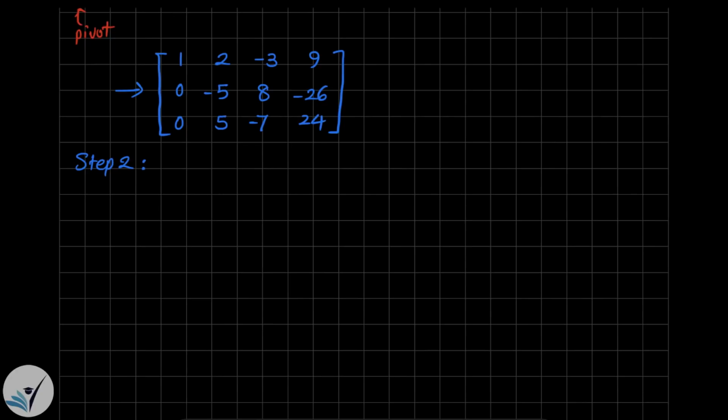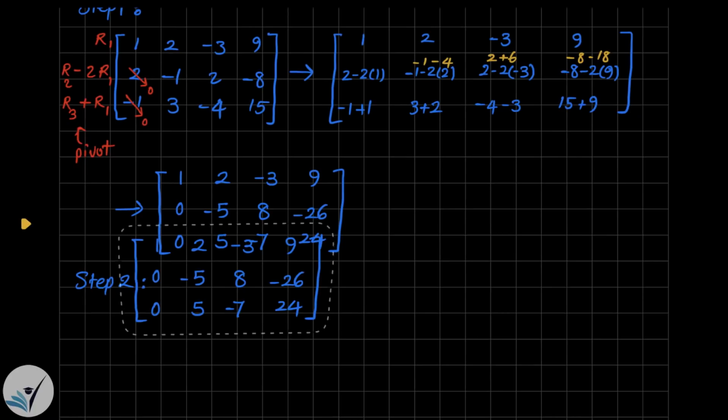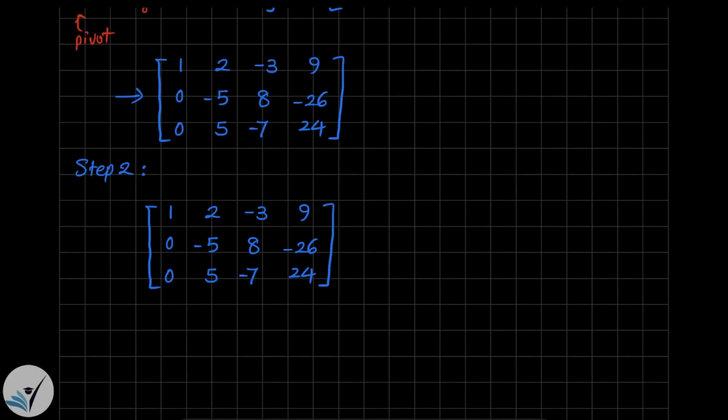Let me copy this matrix here. Now in this step, we wanted to transform this entry to 0. So again, we need to apply a basic row operation to the third row. We're going to use the second row for that purpose. So we replace the third row with R3 plus R2.